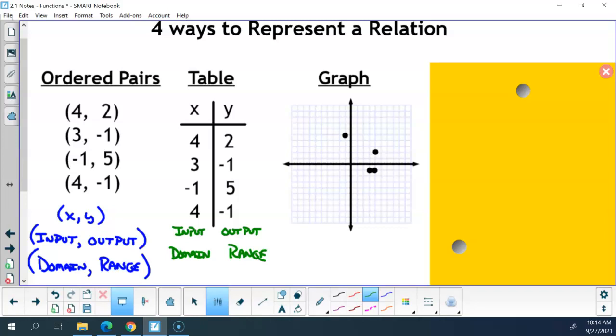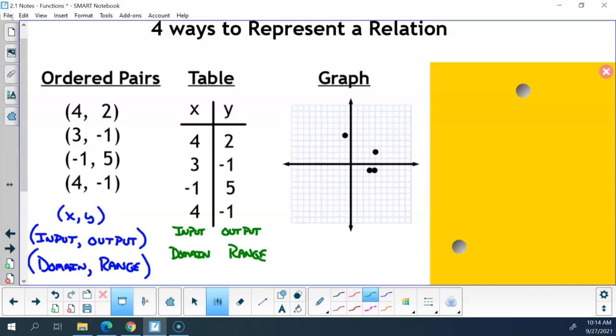Not many people like graphs. Guess what? Unit 2 has a lot of stuff in graphing. There's a lot of graphing. But that's okay. We'll get through it together. Yeah, it's fine.